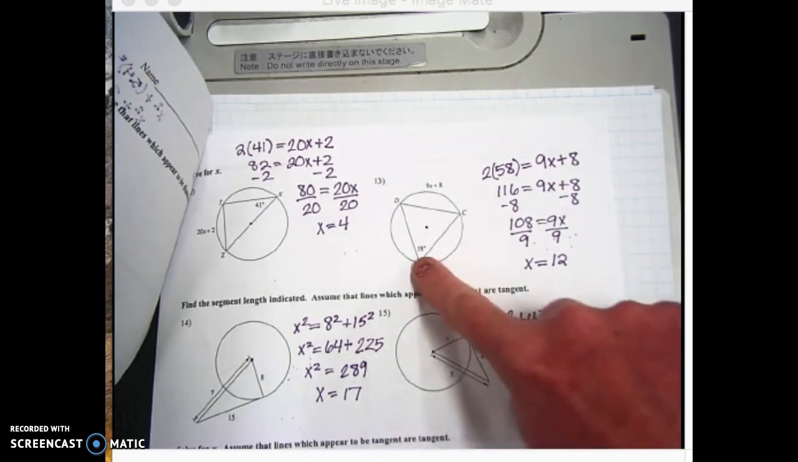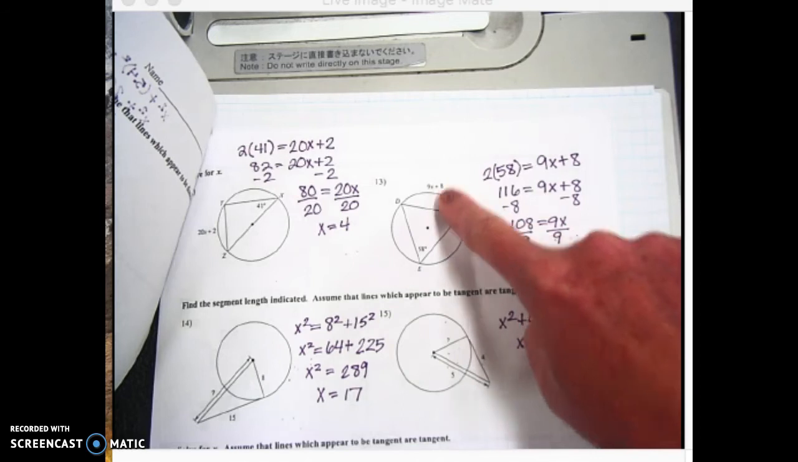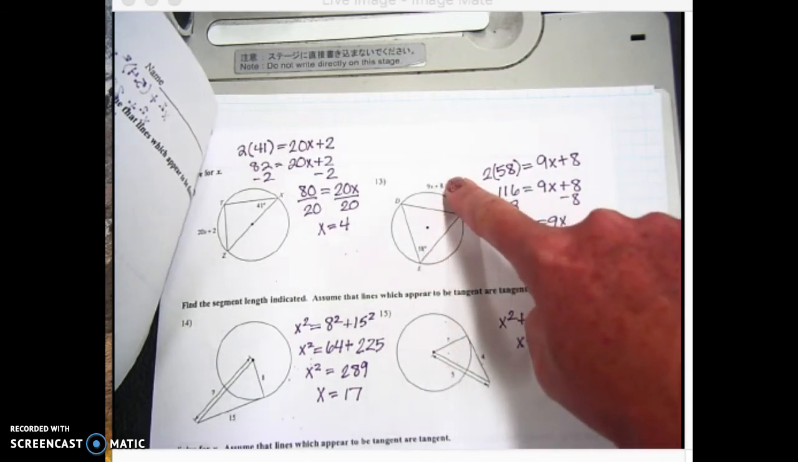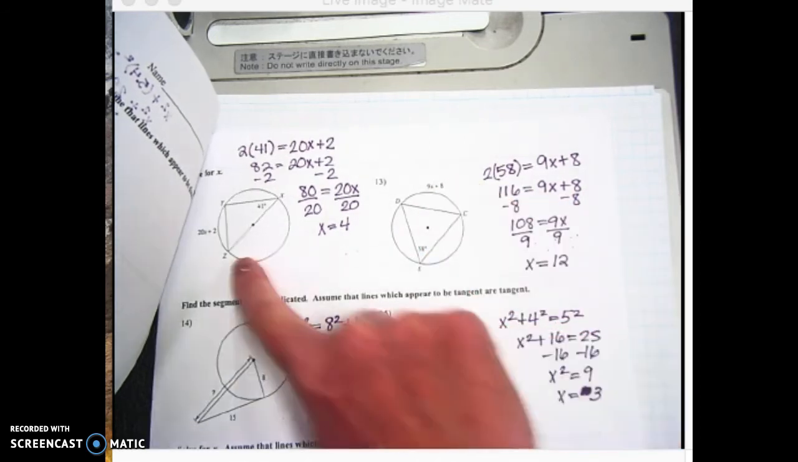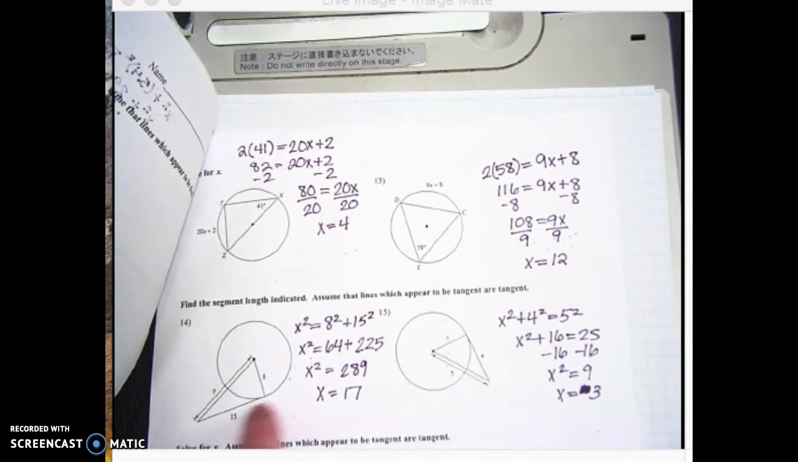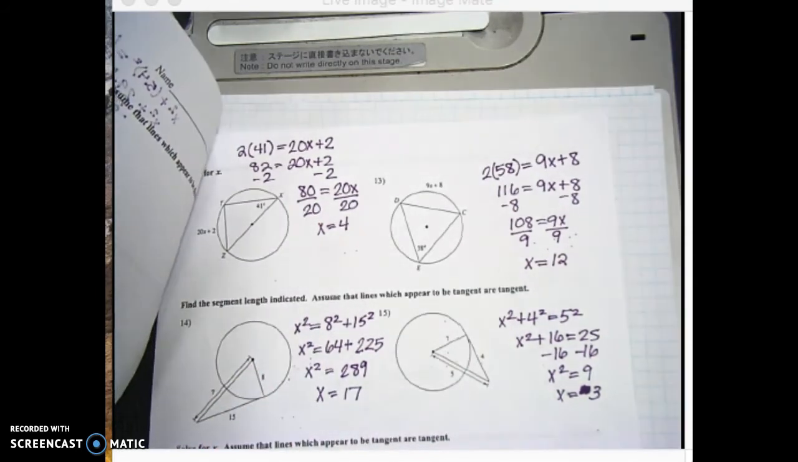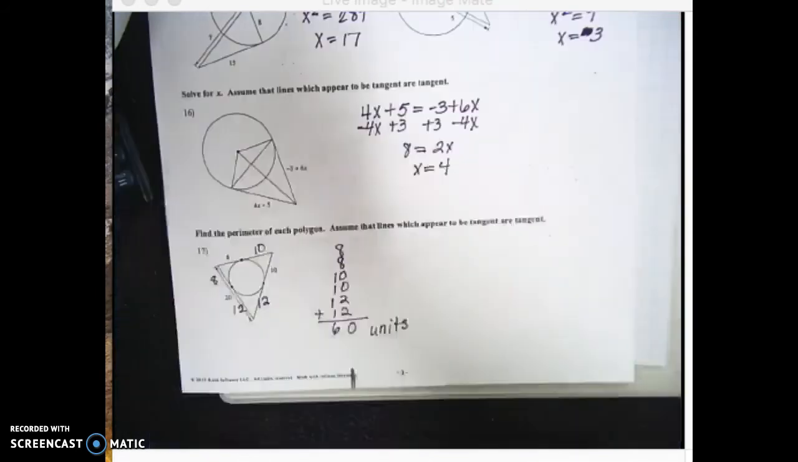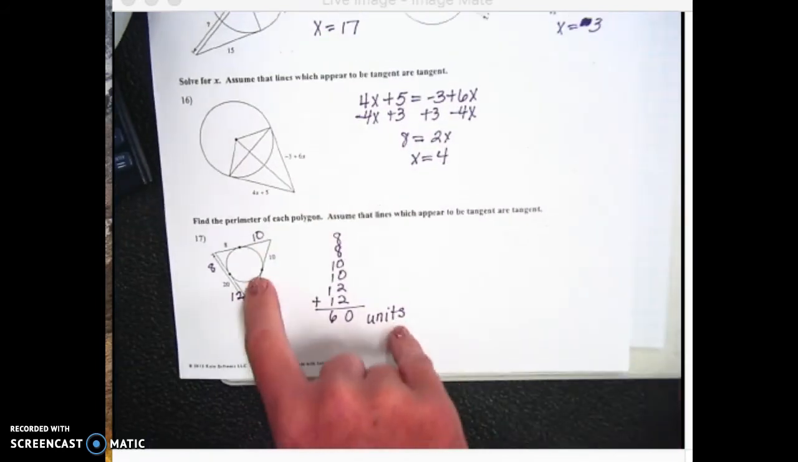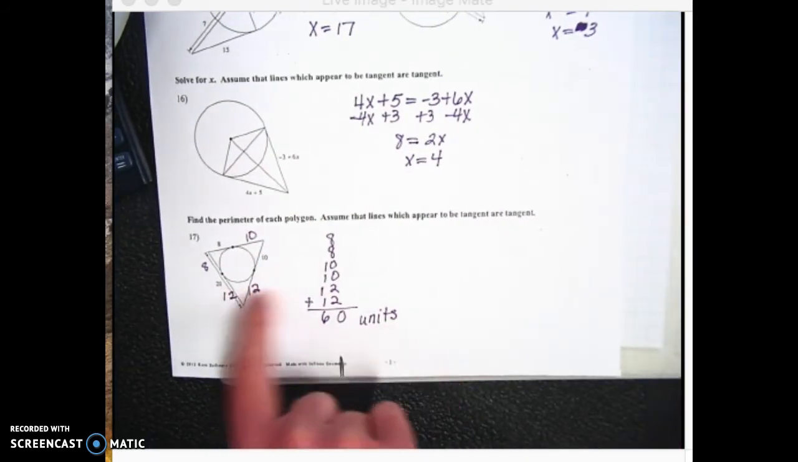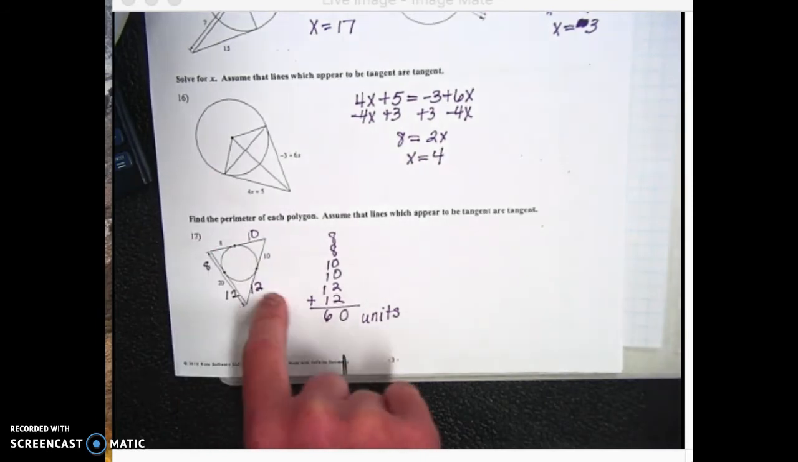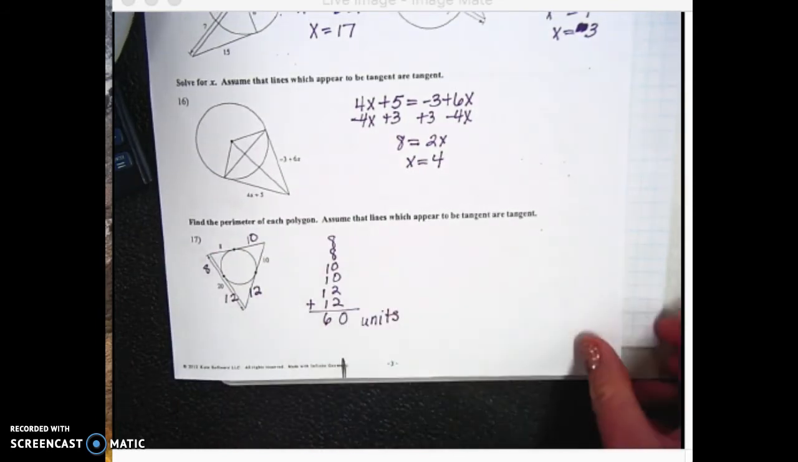Top of page 3. You are looking for inscribed angles, so if you're going this direction, you want to double it. If you're going this direction, you want to half it. Looking for diameters, looking for right triangles, looking for tangents that are going to have the same value on all sides, and then add it up to get the perimeter.